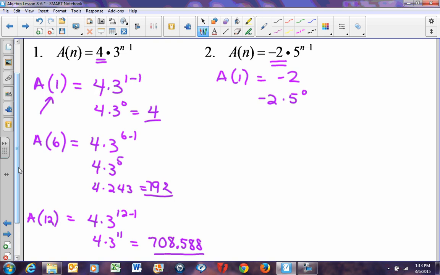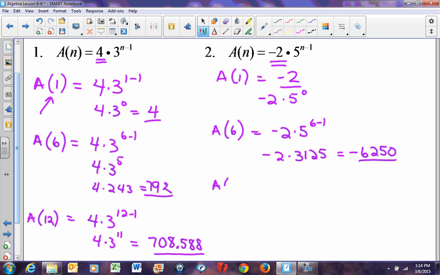It did work. A of 6 means we're going to do negative 2 times 5 to the 6 minus 1, or 5 to the 5th power. So 5 to the 5th power is 3,125, so we have negative 2 times 3,125. And that would be negative 6,250. So there's a of 6, this is a of 1.